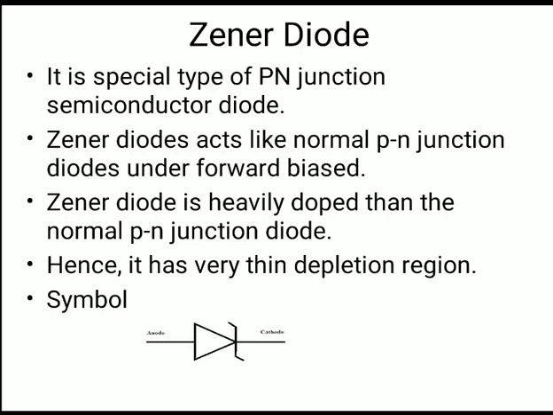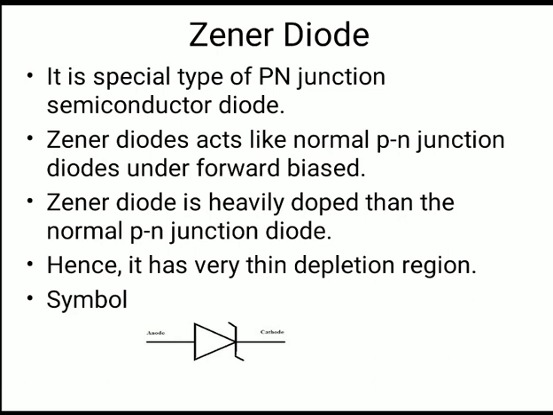Hello everyone, so let's start with the next topic, that is Zener diode. Just like the PN junction diode, we have one more diode which is nothing but a Zener diode. It is a special type of PN junction semiconductor diode. A Zener diode acts like a normal PN junction diode under the forward bias condition. That is why we always use the Zener diode in reverse bias, because in forward bias it acts the same as a PN junction diode.